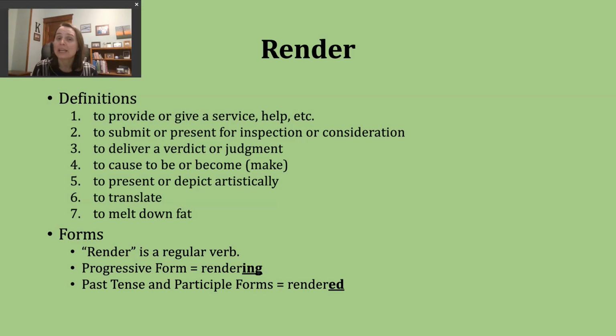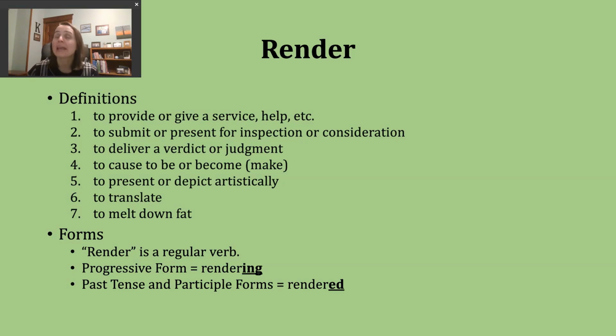A fourth way we can use the verb render can mean to cause to be or to cause something to become. For this fourth definition, you might think of a much easier verb, which is just to make. Okay? So sometimes you might hear something being rendered useless, right? So something caused this thing to become unusable.